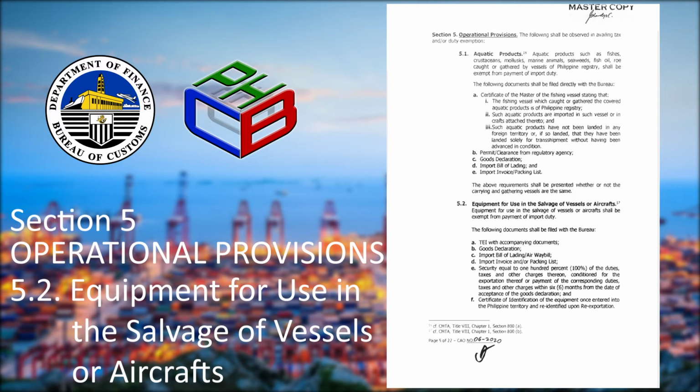The following documents shall be filed with the Bureau. A. TEI with accompanying documents. B. Goods declaration. C. Import bill of lading, airway bill. D. Import invoice and/or packing list. E. Security equal to 100% of the duties, taxes, and other charges thereon, conditioned for the exportation thereof or payment of the corresponding duties, taxes, and other charges within 6 months from the date of acceptance of the goods declaration, and F. Certificate of identification of the equipment once entered into the Philippine territory and re-identified upon re-exportation.